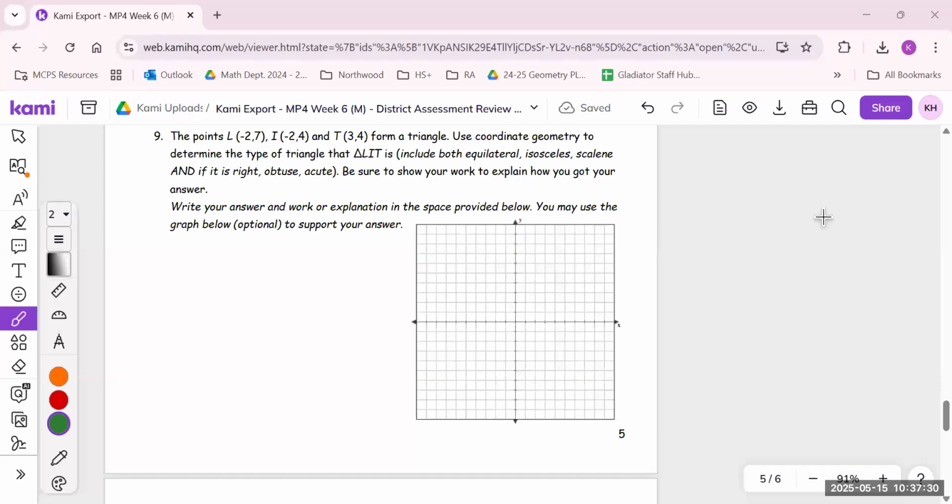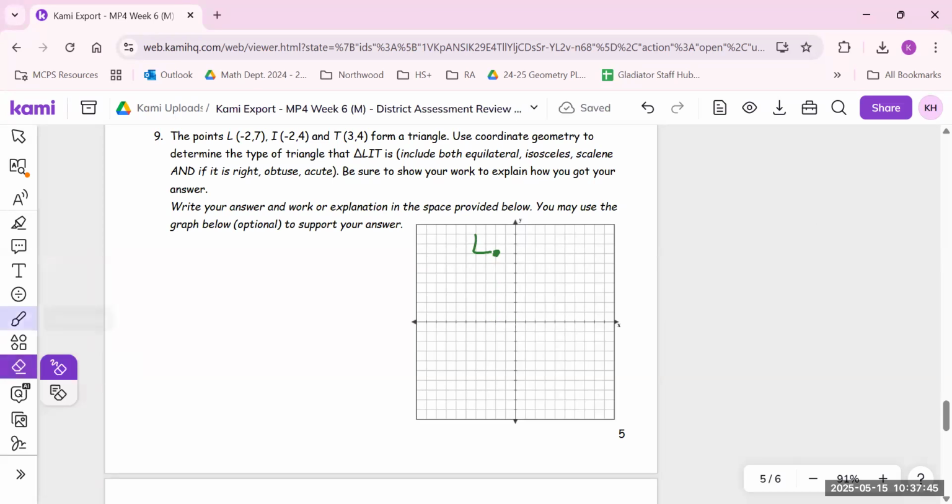All right, so we're looking at number 9. We have the point L, which is at -2, 1, 2, +7, 1, 2, 3, 4, 5, 6, 7. So here's my L. I is at -2, +4, 1, 2, 3, 4. Here's my I. It's kind of big, but that's okay.